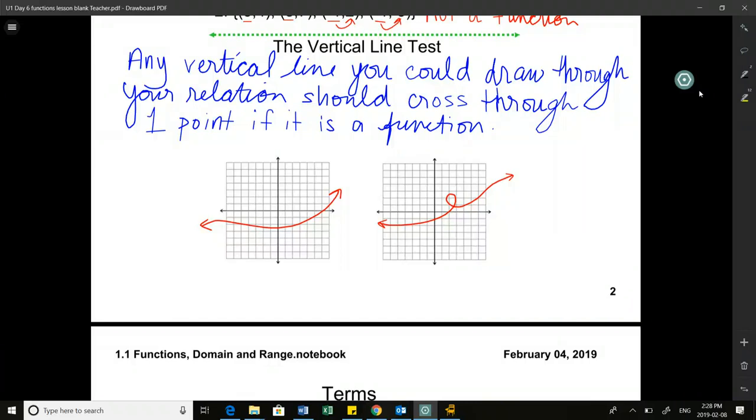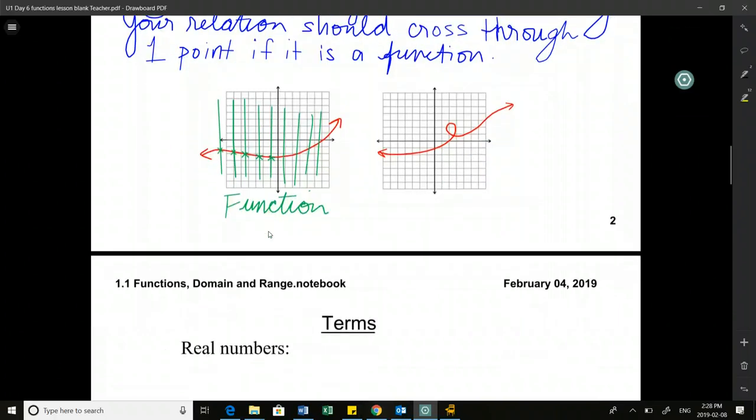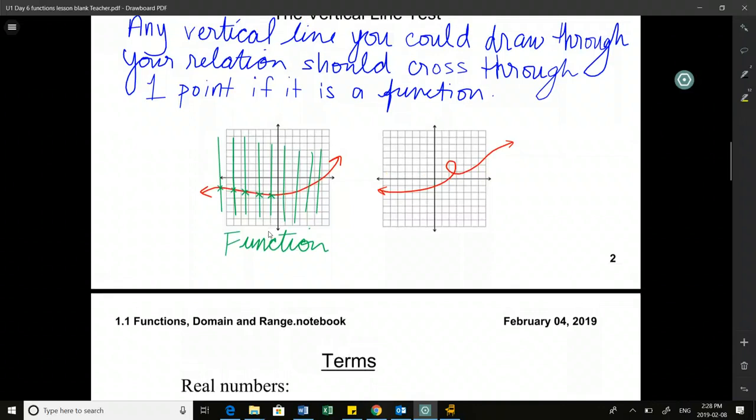So imagine we're drawing vertical lines through here. I'm going to actually draw them. Do you notice that any vertical line that I could possibly draw through this function is only crossing at one point every single time? Do you see any of these vertical lines crossing through more than one point? No. So this is a function. So that guy's a function using the vertical line test.